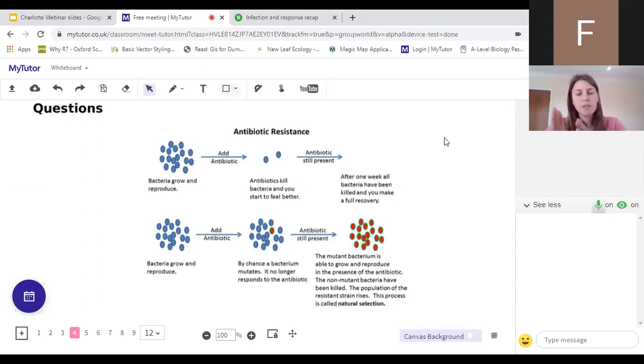But because that specifically mutated bacteria could survive and reproduce, this is evolution, but fast because it's bacteria, they reproduce quickly, and the population of the resistant strain rises. So you get more and more of the red bacteria that you can see here. This process is called natural selection and evolution. Antibiotic resistance is what happens when this happens repeatedly, and eventually the antibiotics are no longer effective. So that's what antibiotic resistance is.